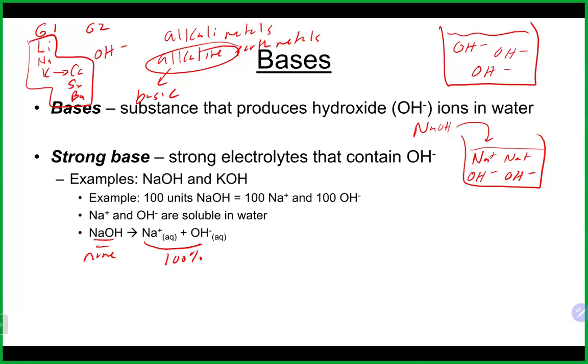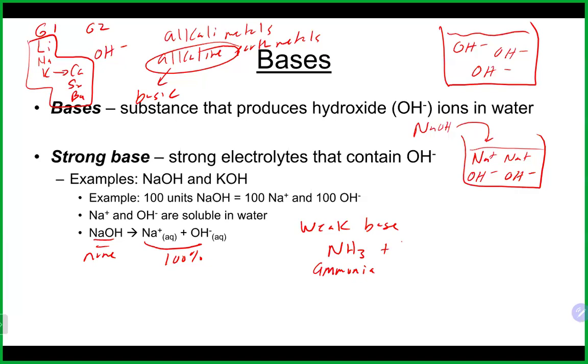Now, there are weak bases that do not actually have hydroxide on them, but they're able to react with something to produce hydroxide. Probably the most common weak base that you will ever come across is ammonia. NH3 is a weak base. Most weak bases are organic type compounds that have nitrogen in them, like ammonia here.